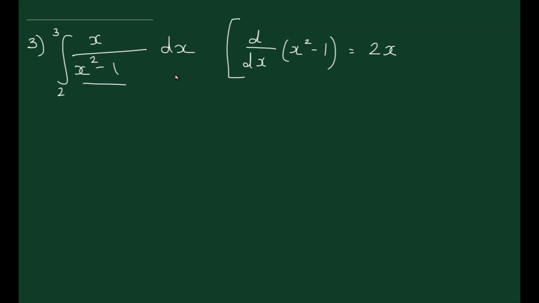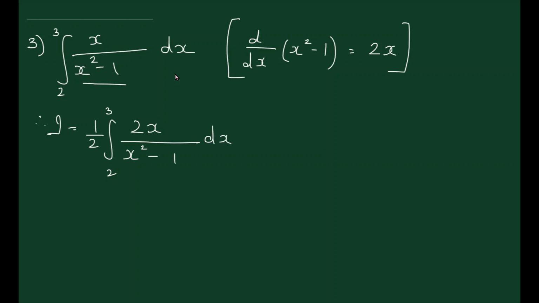Now observe the numerator. In the numerator it is x actually. So to get 2x, we have to multiply and divide by 2 in the numerator. So suppose we do that. Therefore our integral becomes I is equal to the integral of 2 to 3, 2x. When we put 2x over here, we also have to multiply by 1 upon 2. So half the integral of 2 to 3 2x upon x square minus 1 dx.